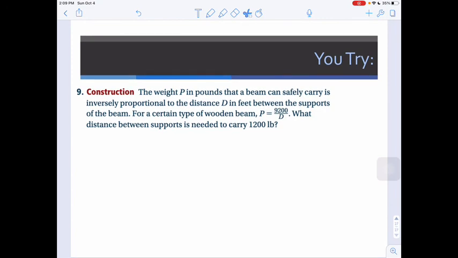And now I would like you to try to solve this. The weight P in pounds that a beam can safely carry is inversely proportional to the distance D in feet between the supports of the beam. For a certain type of wooden beam, P equals 9,200 over D. What distance between the supports is needed to carry 1,200 pounds? Again, you can use Desmos or a graphing calculator once you have everything set up and you want to look at the intersection point.